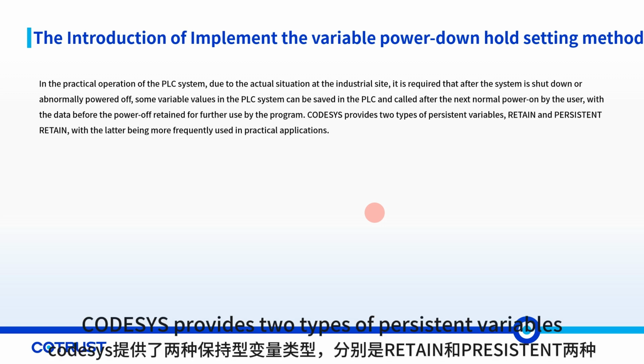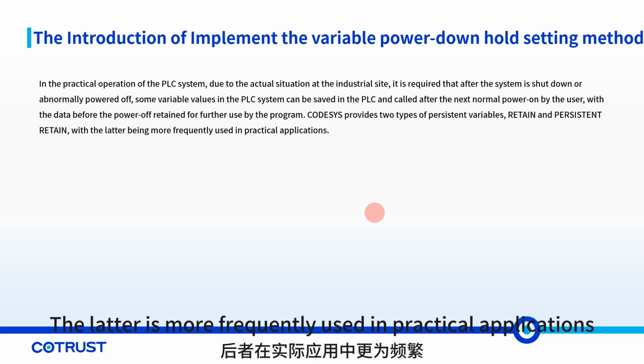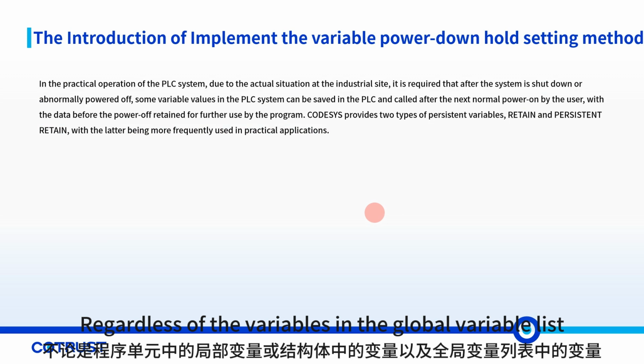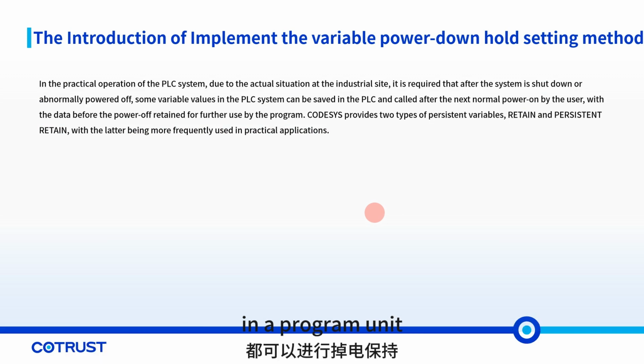program. CODESYS provides two types of persistent variables. The latter is more frequently used in practical applications, regardless of whether the variables are in the global variable list, in a program unit, or in a struct. They can be retained in case of power failure.